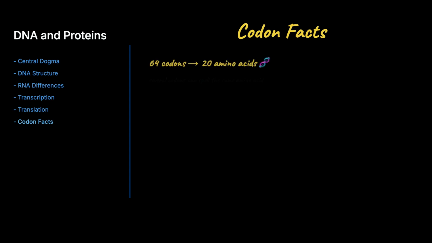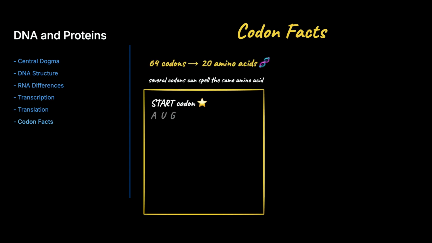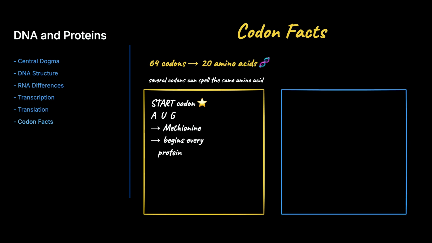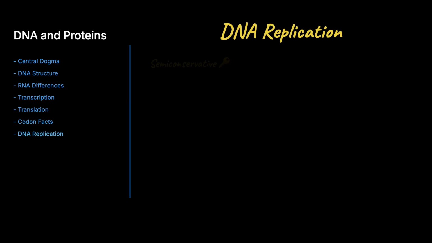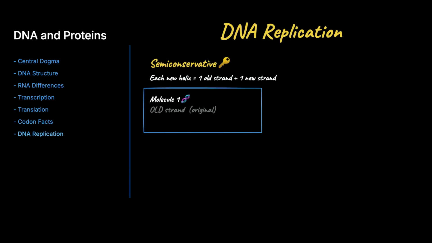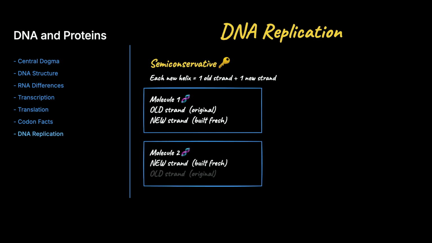A couple of codon facts earn easy points. There are 64 possible codons, more than enough for the 20 amino acids, so several codons can spell the same one. The codon spelled AUG is special. It is the start codon beginning every protein, and it codes for the amino acid methionine. 3 codons signal stop.